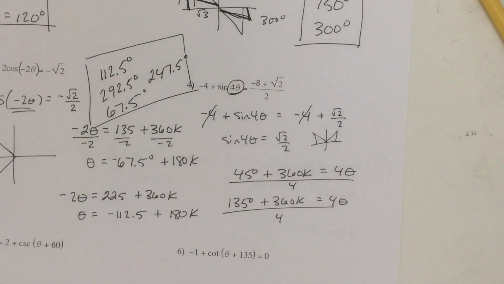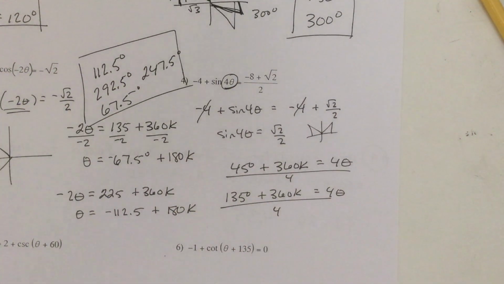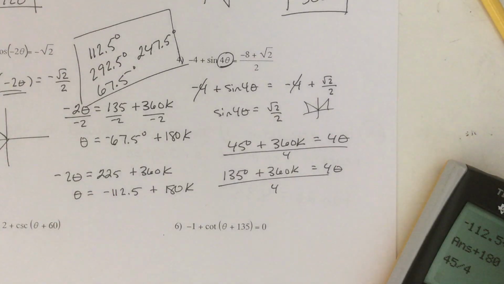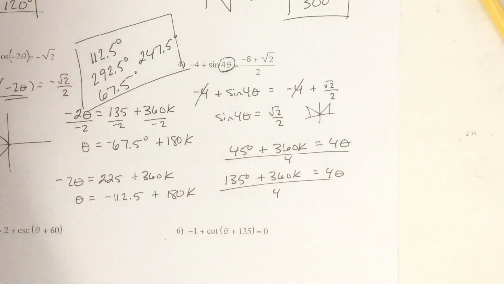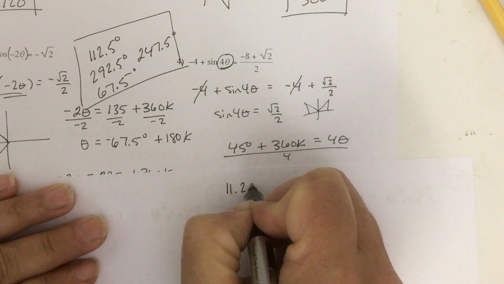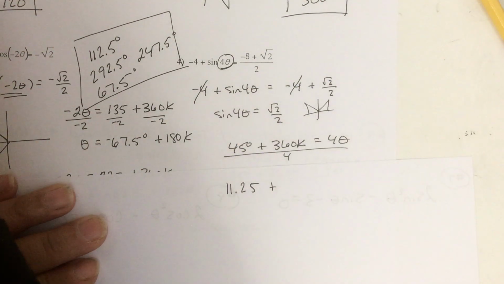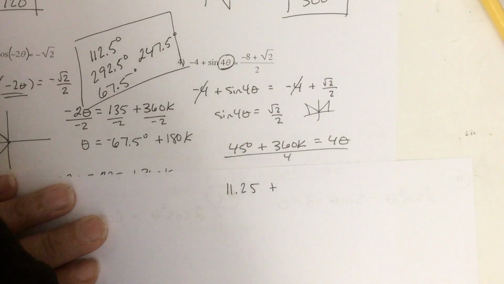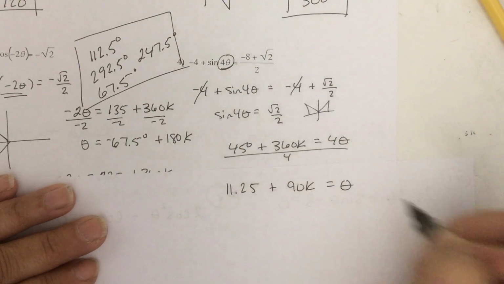And so 45 divided by 4 is 11.25. And then 360 divided by 4 would be 90. So plus 90k, and that's going to be equal to my theta.